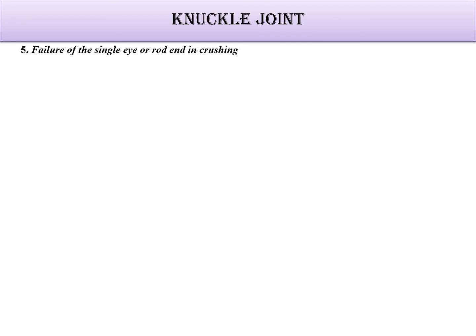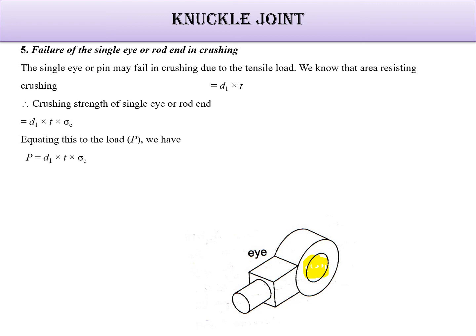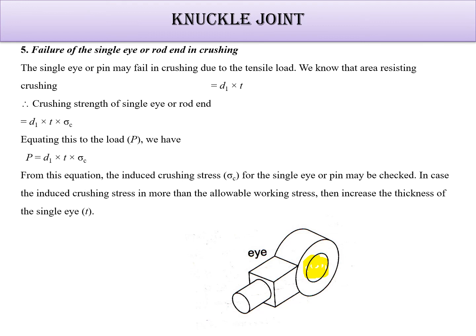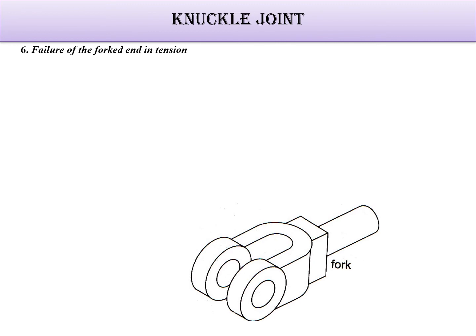For the single eye in crushing, for crushing it is d1 into t, because crushing will occur in this region only. The hole is there, and due to crushing and wear, it will fail. So d1 into t into sigma c. The formula is the same. Clear? Now same thing for the fork end, that is the double eye.